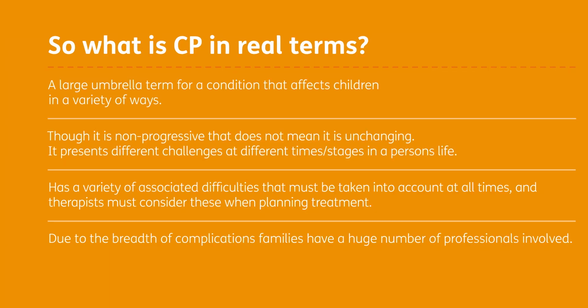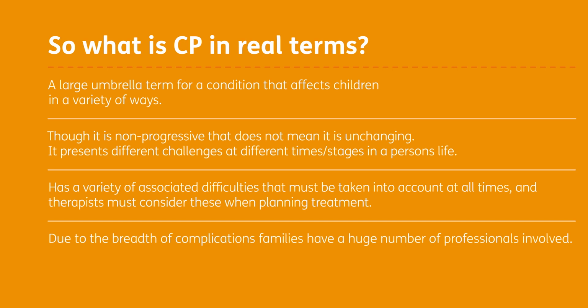So what is CP in real terms? It's that umbrella term, and it affects children in a variety of ways. So you can have really, really mild CP, which isn't picked up in a child until they're 7 to 10. I've had a child referred to me in the past who was 8, I believe, and he was referred with a stiff ankle and ended up being quite a mild CP.